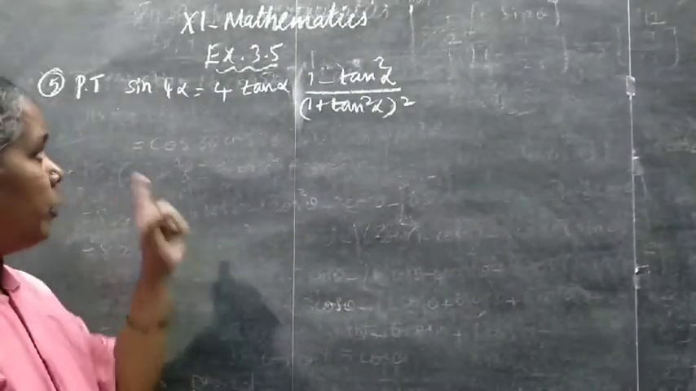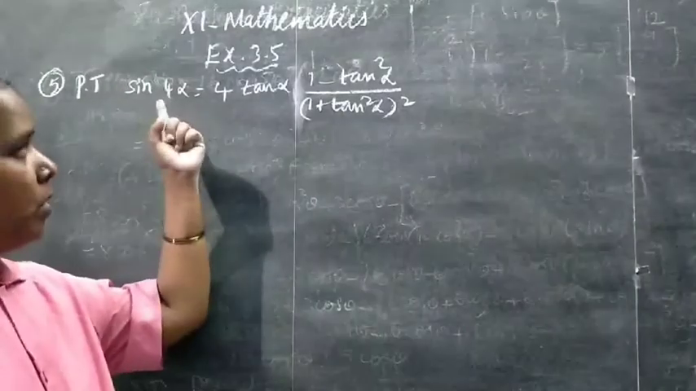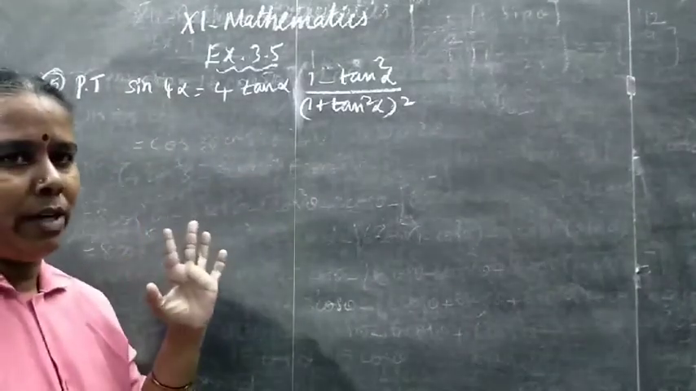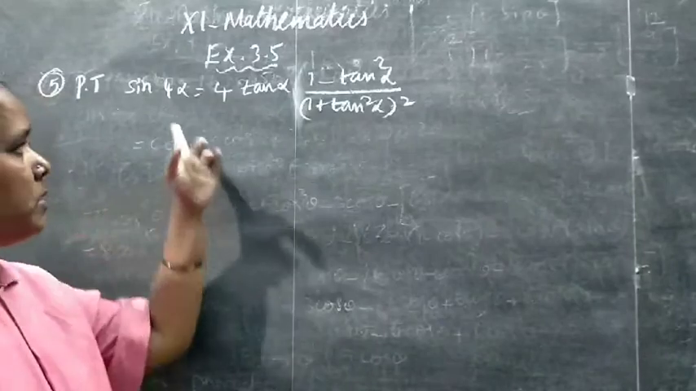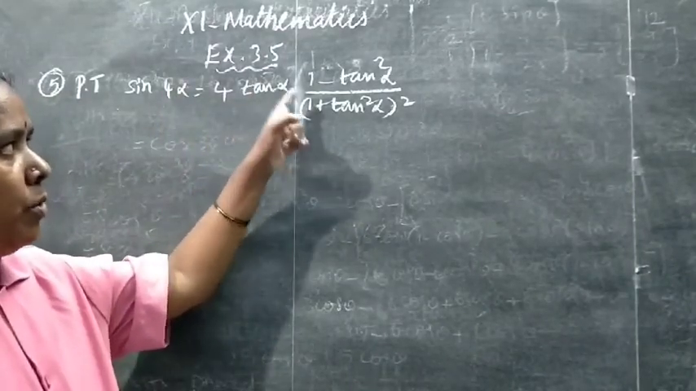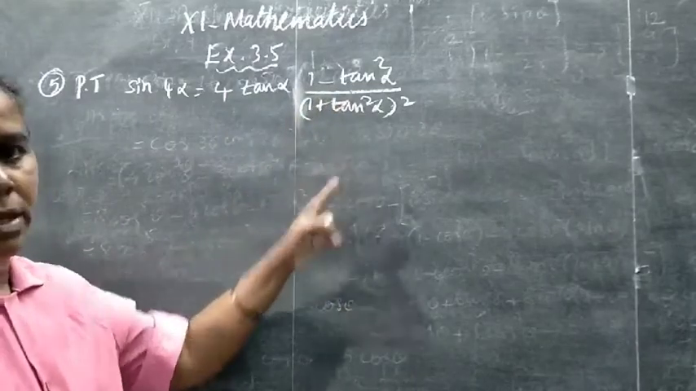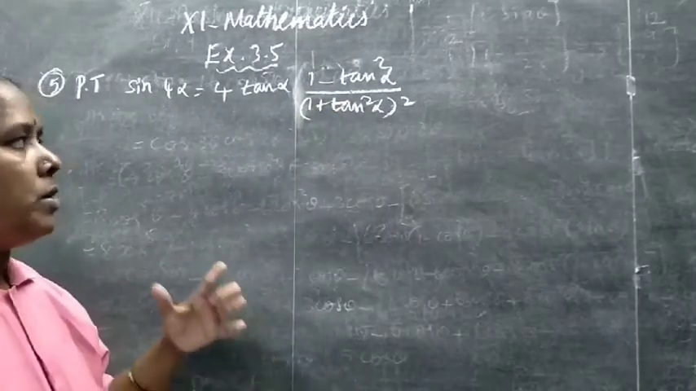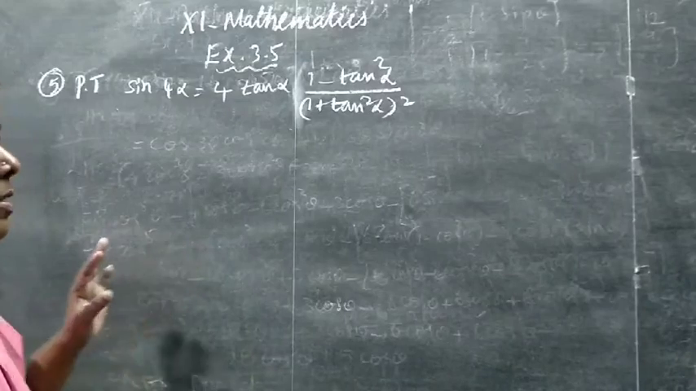Good morning children. Now we are going to see question number 5 proof. In this proof you don't have any given data. Directly you just have to prove that sin 4 alpha is equal to 4 tan alpha into (1 minus tan square alpha) by (1 plus tan square alpha) the whole square. That's all. Shall we move now? Let us start with LHS as usual.